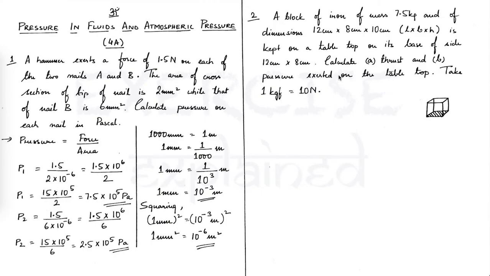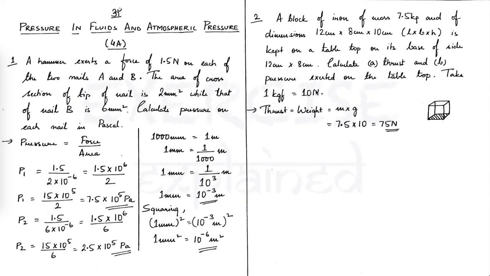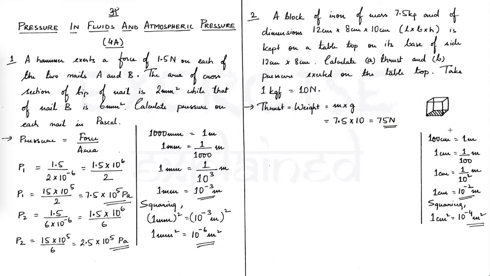So thrust is nothing but a force which is acting downwards. We know the mass, so we can find the thrust. Take 1 kgf is 10 newtons. So thrust is nothing but weight, so I would be doing m into acceleration due to gravity. Now acceleration due to gravity, I considered it as 10 meter per second square. So I do 7.5 into 10, which gives me 75 newtons. So the thrust is 75 newtons, that is the weight is 75 newtons, it will be acting downwards.